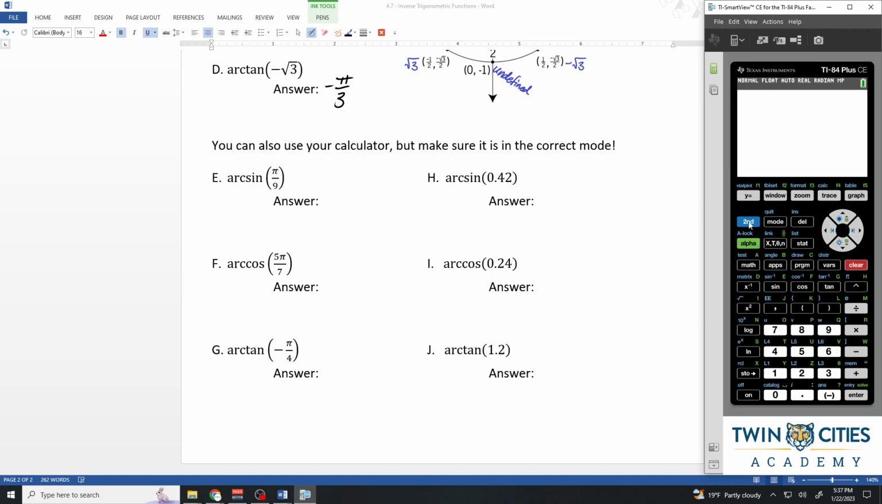So arcsine, that's going to be sine. It says arcsine or sine inverse above. So I'm going to do second and then hit the sine button. And we'll see sine inverse, which is the same as arcsine. Since I'm in radians now, I can put in pi over 9. So pi over 9. And we see here 0.35657, etc. Let's just go to maybe 4 digits, 0.3566.